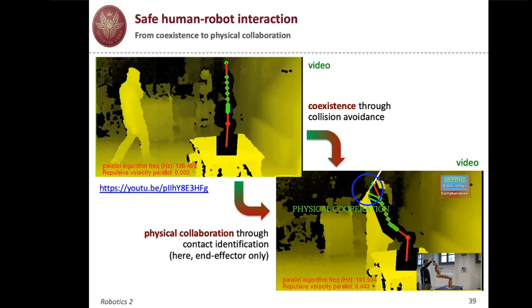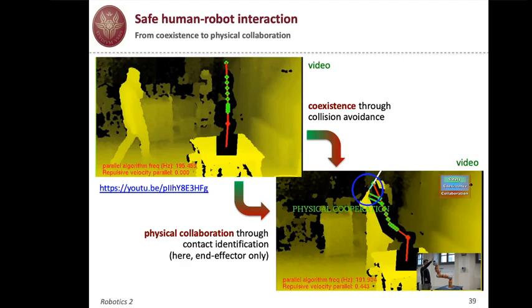Welcome back. This is the second part of the lecture on human-robot coexistence and collaboration. We have seen so far the solution that we have provided over the last few years to the coexistence problem, and we will tackle now the physical collaboration part.